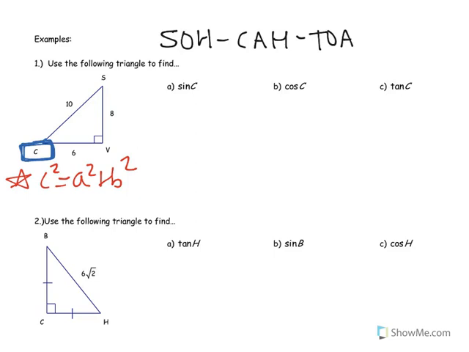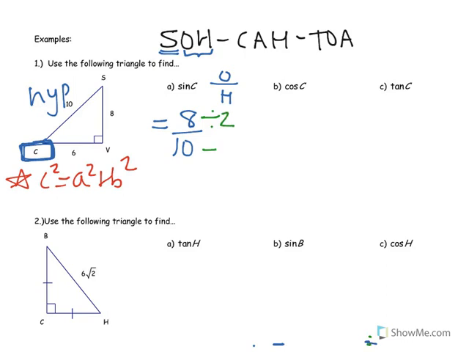So A says sine. Well, sine is the S. That means I'm going to do opposite over hypotenuse. And so I'm going to come over here to angle C and find its opposite side. Well, the opposite side is 8. And the hypotenuse, well, we can label that because that doesn't change. The hypotenuse is 10. So this ratio is 8 over 10. And now we have to simplify it. Divide by, I think, 2. And we get 4 over 5.